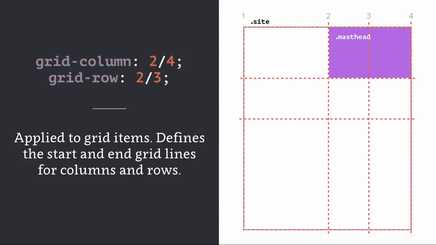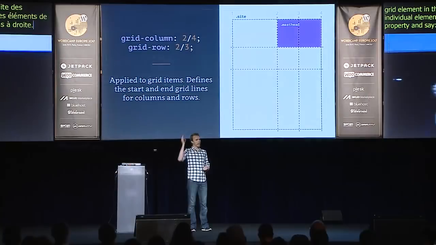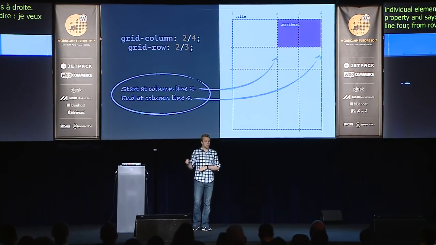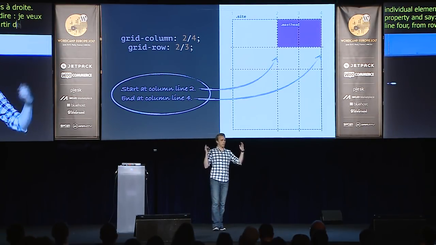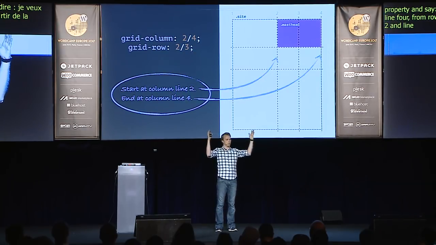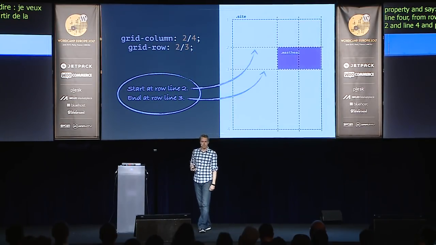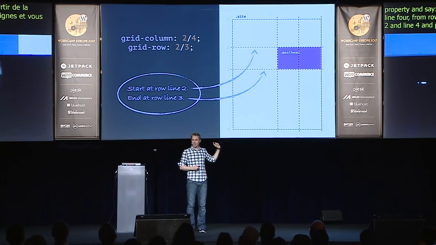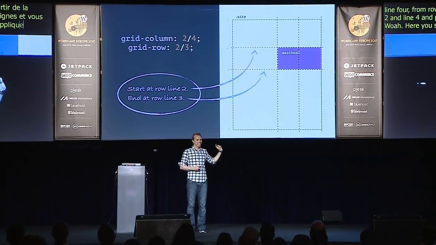Then, for each individual element, you can, if you want to, declare a grid column and a grid row property and say, I want this element to appear from column line 2 to column line 4, and from row line 2 to row line 3. That means you literally find column line 2 and column line 4, and you put the content in between those two lines. Same with rows. What? And here you see what I'm talking about. We're doing layout first, so we create the layout, and then we just dump content where we want it to appear.